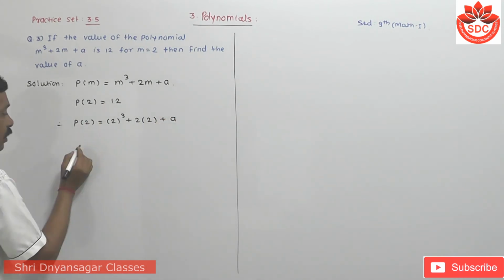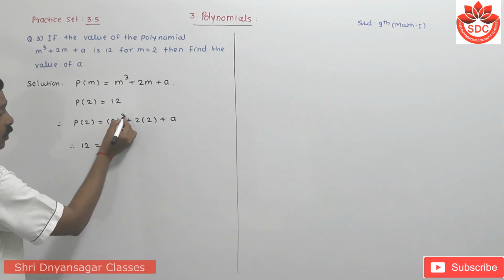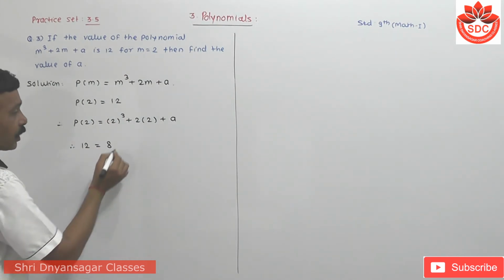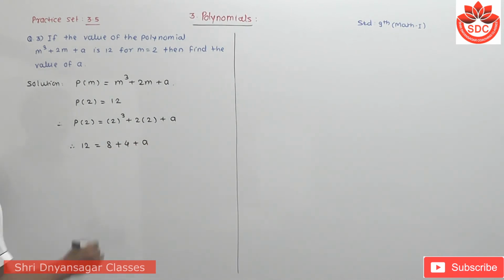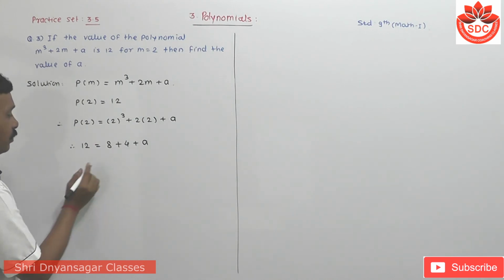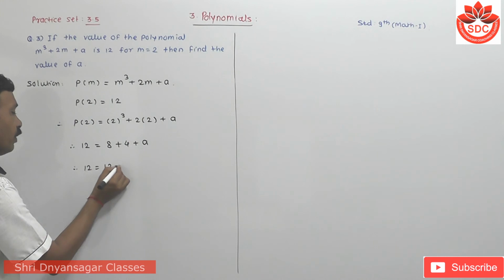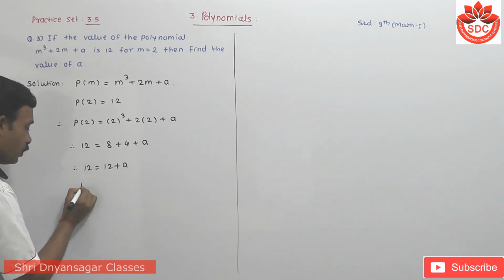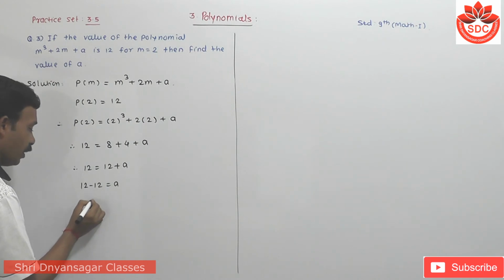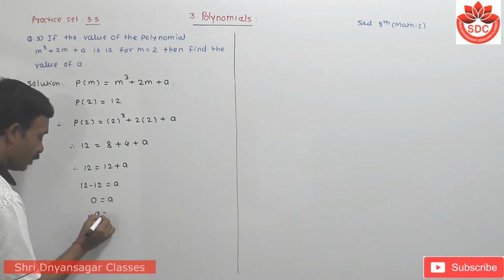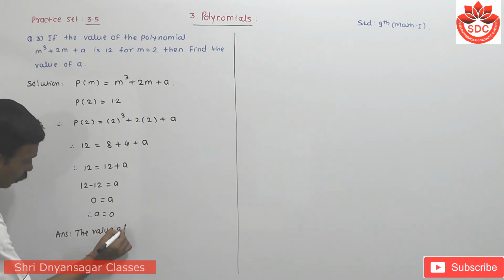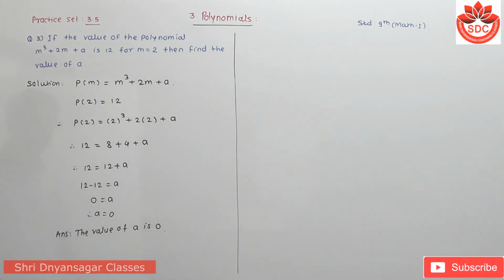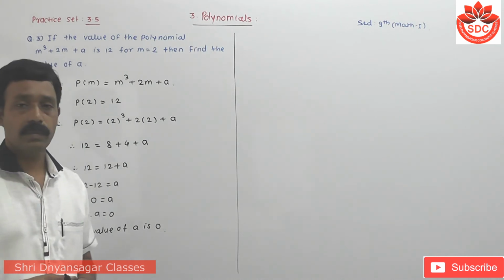But this p of 2 is 12, so I have to substitute here 12 is equal to 2 cube is 8 plus 2 twos are 4 plus a. Student, 8 plus 4 becomes 12, therefore 12 is equal to 12 plus a. Then this 12 transposed to the other side, 12 minus 12 is equal to a, 0 is equal to a, therefore a is equal to 0. Therefore the answer in full sentence, answer, the value of a is 0. Okay, we take next question.